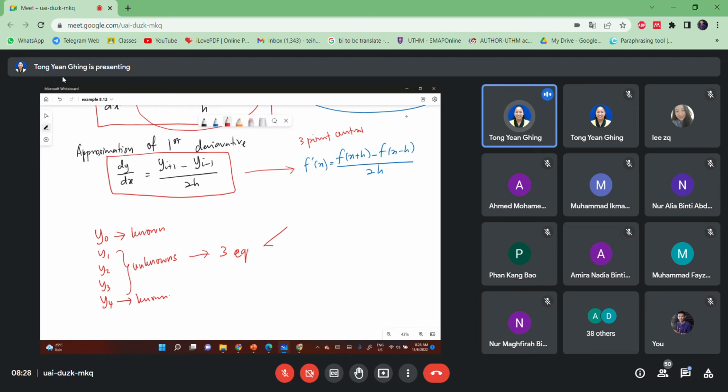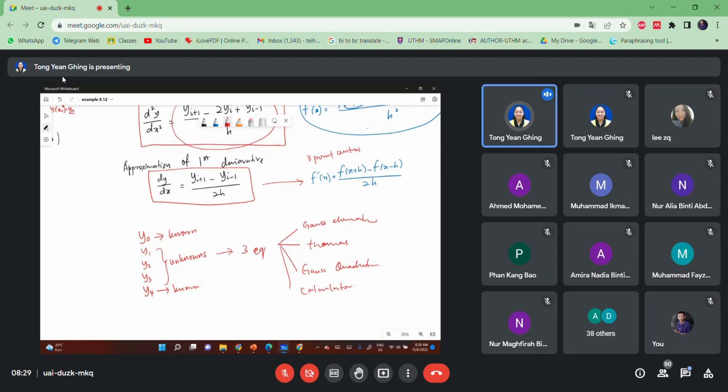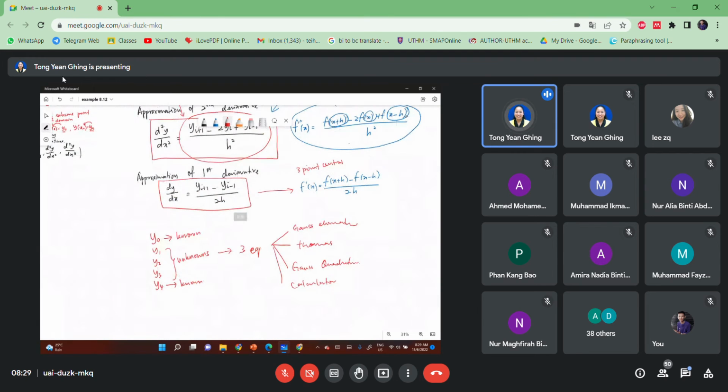Then we can solve using the system of linear equations that you learned in the previous chapter, chapter 3. You can solve using Gauss elimination, or using Thomas, or Gauss quadrature, depending on you. Three equations are maybe very easy, just use a calculator. If there are 5 equations, you may need to solve them using the system of linear equations. Now we go to the example in the book.